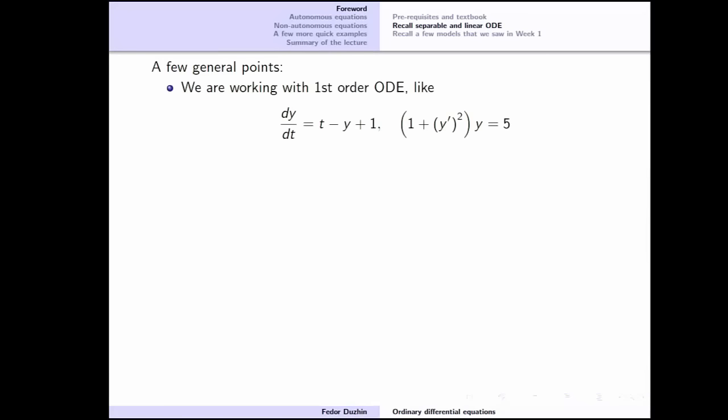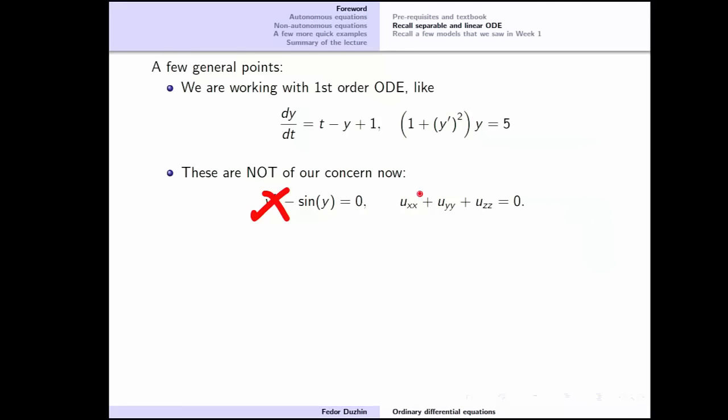Let's make a few points. So recall that we are doing first order differential equations, and they are ordinary differential equations, meaning that the highest order of a derivative that you'll see here is 1. So we cannot have second order derivatives, and we cannot have partial derivatives.